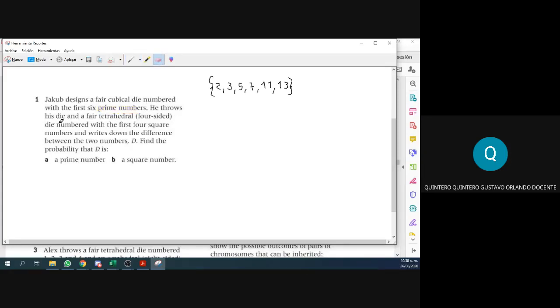He throws his die and a fair tetrahedral die. This is a 4-sided die. Tetrahedral is a die that has 4 sides, right? And those sides are numbered with the first 4 square numbers. Ooh, all right. So what are going to be those options? What are the first 4 square numbers? Anybody? The first 4 square numbers.